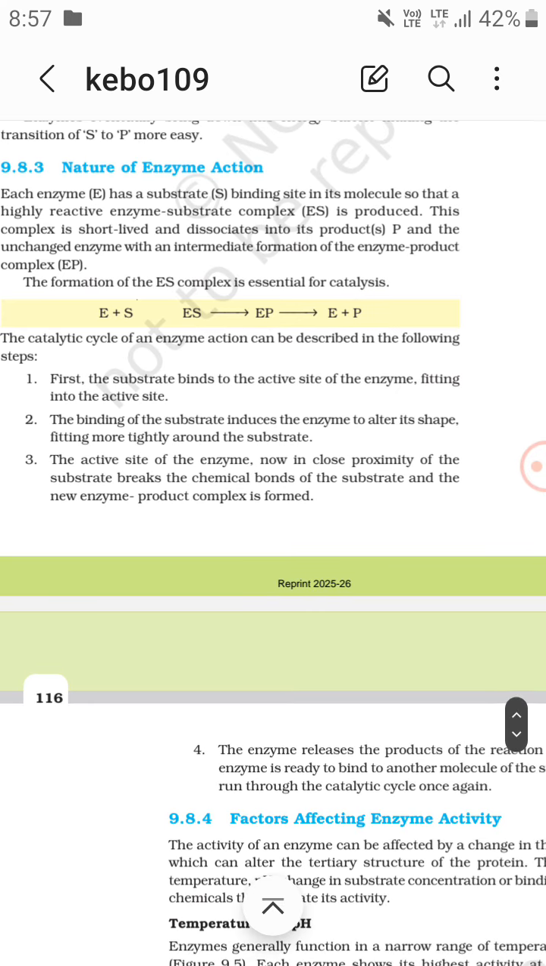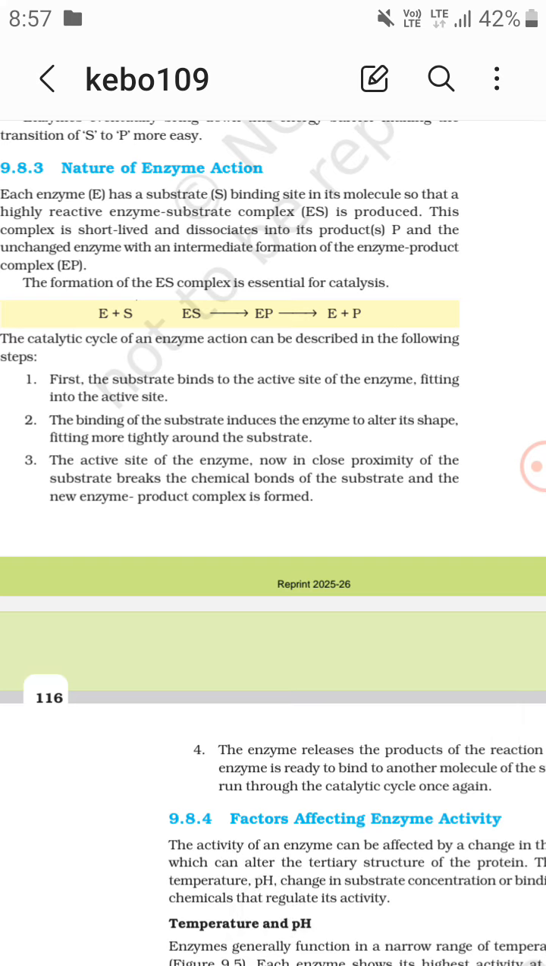Now first, the substrate binds to the active site of the enzyme, fitting into the active site. So first, the binding of the substrate to the active site of the enzyme. Now this binding of the substrate induces the enzyme to alter its shape, fitting more tightly around the substrate.